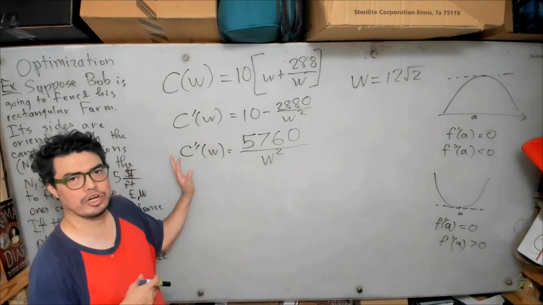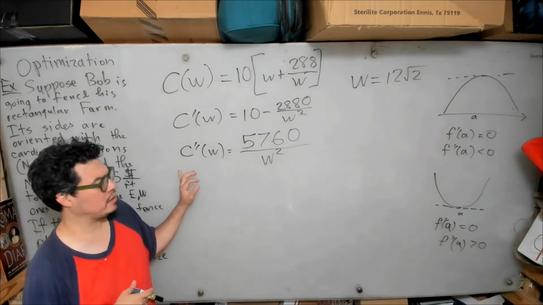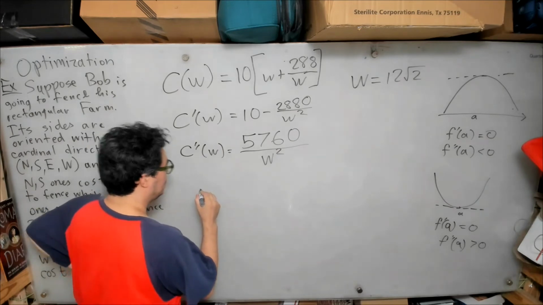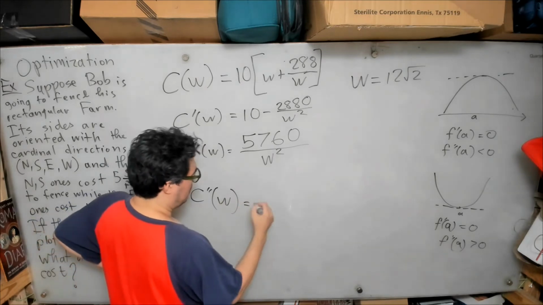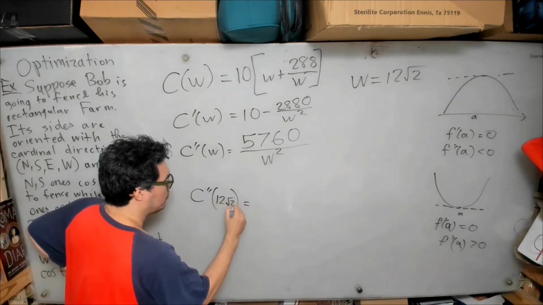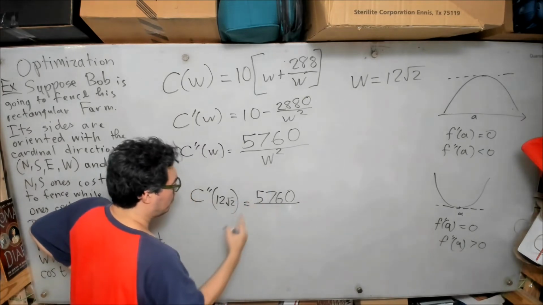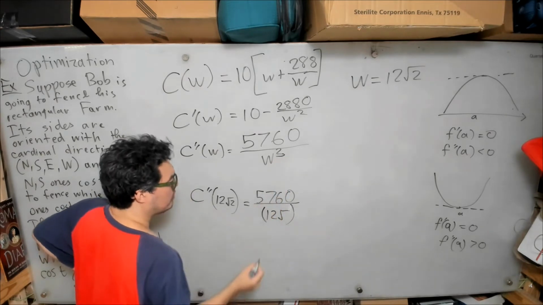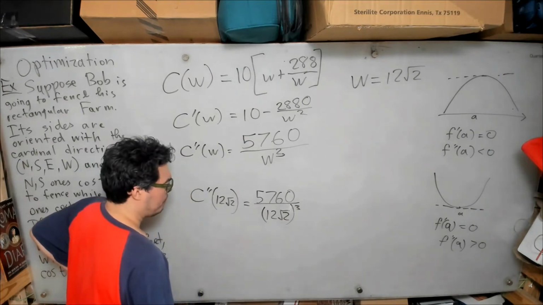So now what we're going to do is evaluate our second derivative of the cost function with respect to W at our W. So our question is, what is C double prime of 12 square root of 2. So 5760 over W squared. In this case, this squared. I'm sorry, cubed. Whoops. Sorry about that. This cubed. Right? Okay.